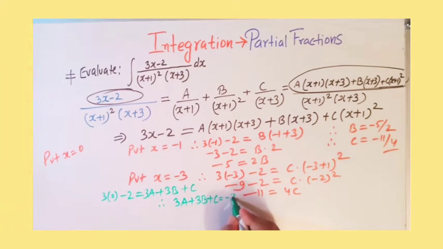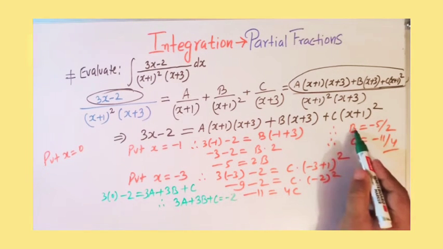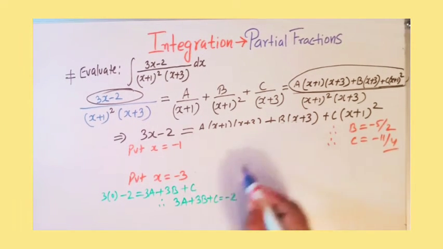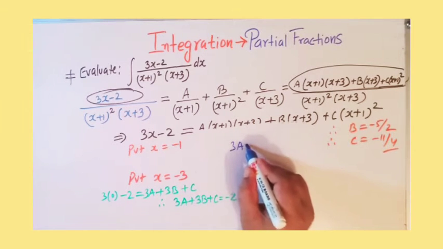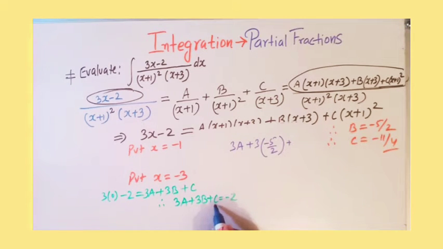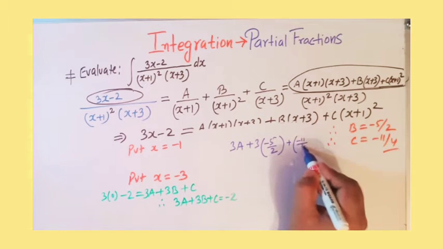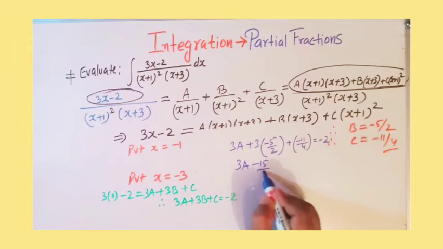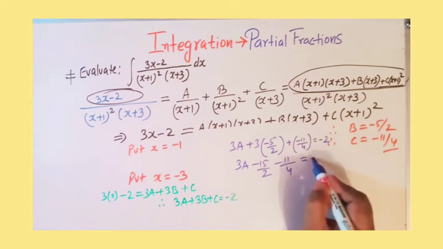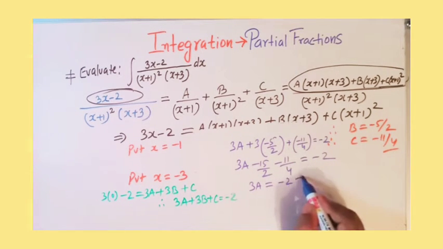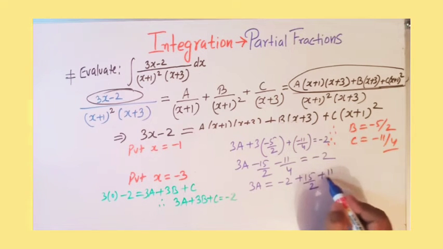Now our aim is to find the value of a. So we'll substitute these values of b and c in this equation. Now substituting these values here, we have 3a plus 3 times minus 5 by 2, and then we have plus c, and c is minus 11 by 4, equal to minus 2. So this is 3a minus 15 by 2 minus 11 by 4 is equal to minus 2, and we have 3a equal to minus 2 plus 15 by 2 plus 11 by 4.